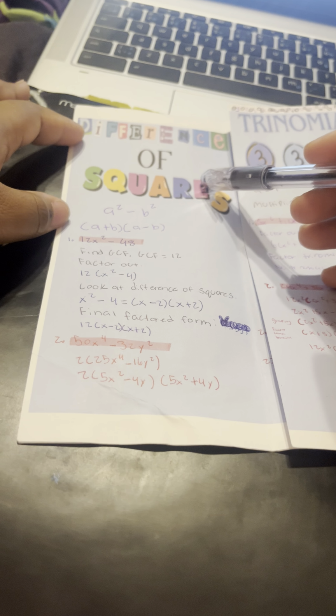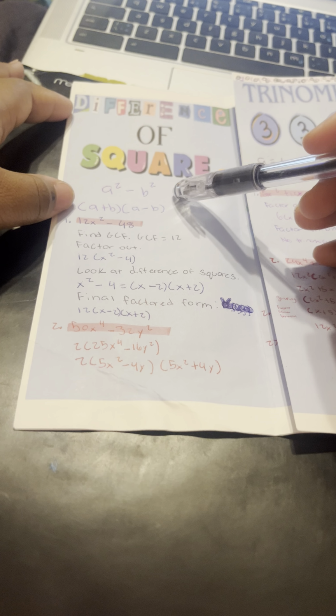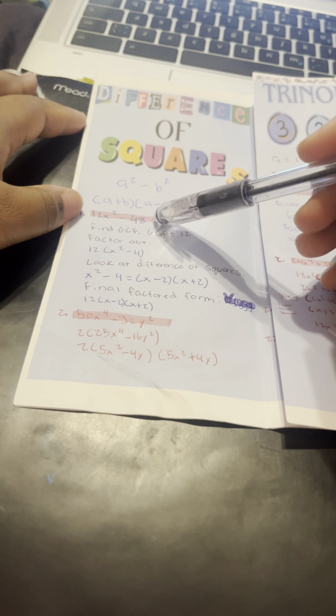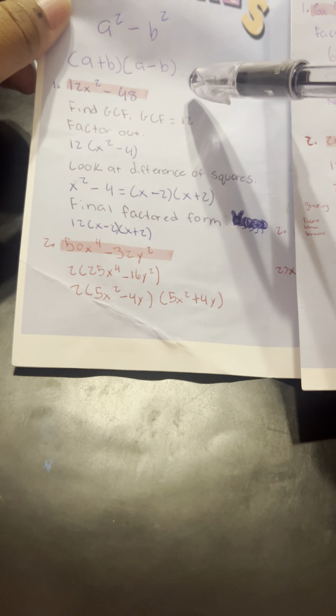The difference of squares. The equation is a squared minus b squared, which equals a plus b times a minus b. Our first problem is 12x squared minus 48.